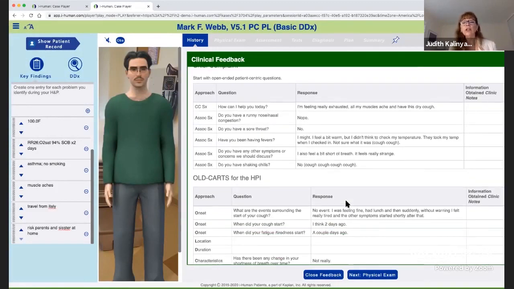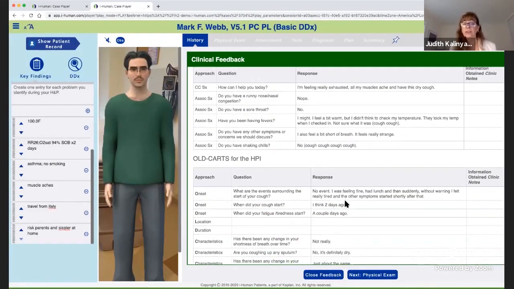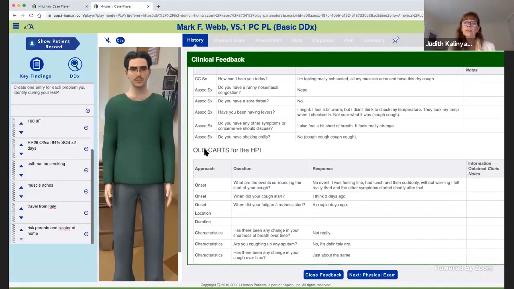And now it's going to show me what kinds of questions I should have asked, where it fits in the whole organizational scheme, if we're using a structured approach, what that question is, and what the patient's response is. So this is one way we could do it. Another way we could do it is we could just list the questions that you missed and you would have to go back and ask them. But we're going to assume that we would do a little bit better job if we were working it independently. So we're going to move forward to the physical exam.